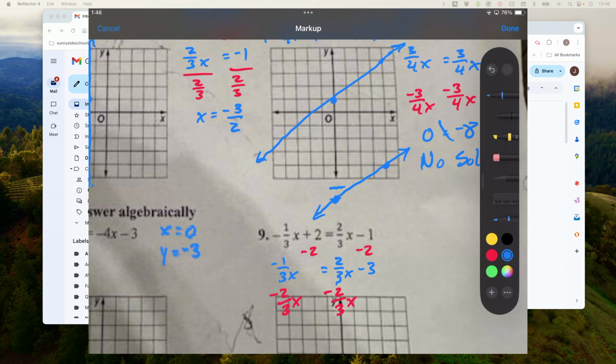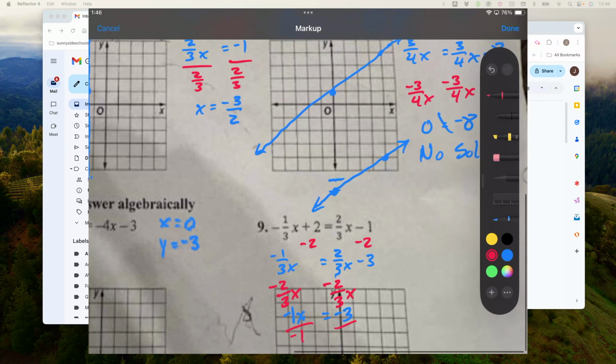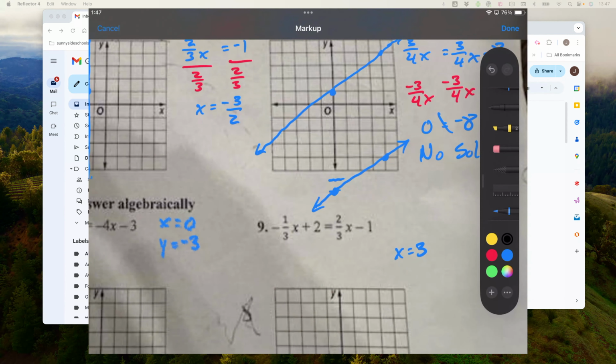And we would get negative 1/3 plus negative 2/3 is negative 1x is equal to negative 3. If we divide by negative 1, we get x is equal to positive 3. And so x is equal to positive 3. I'm going to pause so you can get that down if you need to before I erase. So we would have an x value of 3.